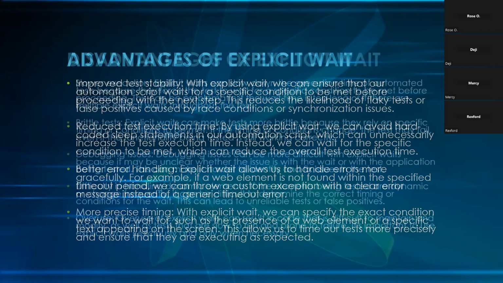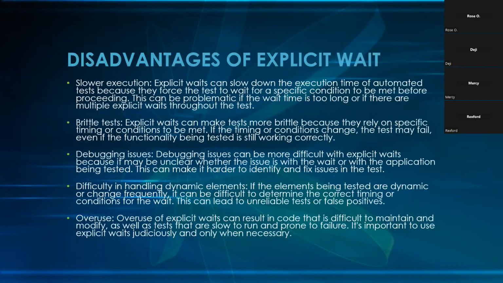What are some of the disadvantages of explicit wait? Slower execution. Explicit wait can slow down the execution of automated tests because they force the test to wait for a specific condition to be met before proceeding. This can be problematic if the wait time is too long or if there are multiple explicit waits throughout the test. Brittle tests: explicit waits can make tests more brittle because they rely on specific timing or conditions to be met. If the timing or conditions change, the test may fail, even if the functionality being tested is still working correctly.